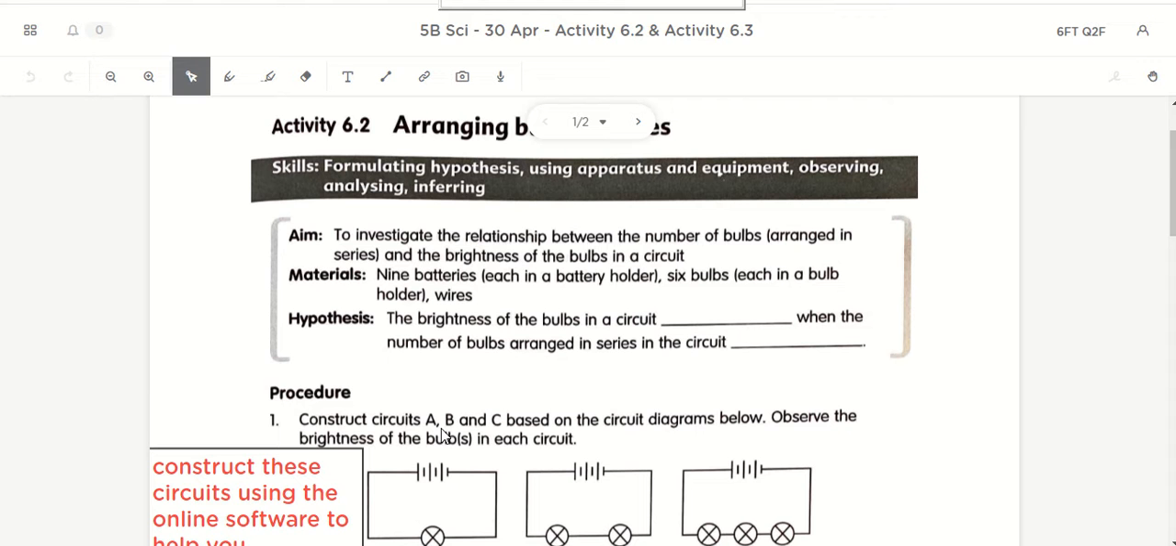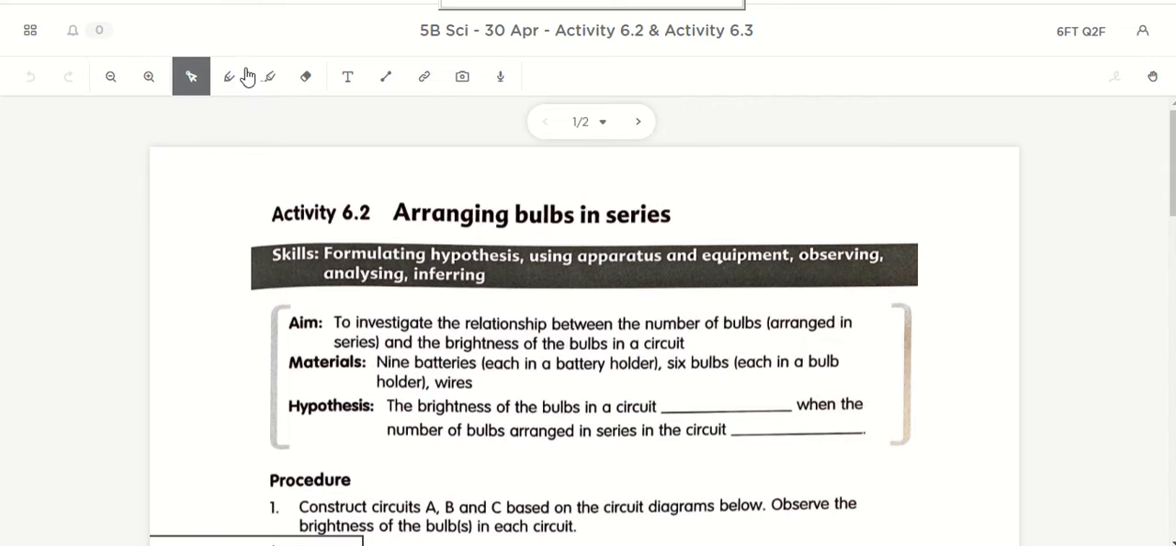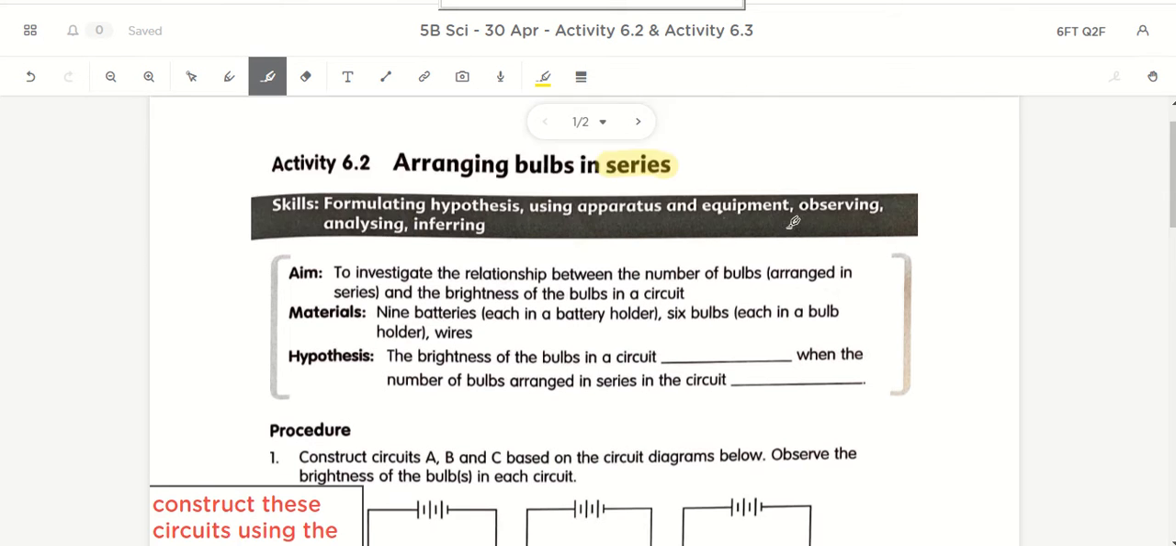So today I will go through the answers with you. I'll show you how it is done using the online software, and I really hope you can take some time during the holiday to try it out so you can really appreciate the differences it makes on the brightness of the bulb. Okay, so we'll do 6.2 first, which is arranging bulbs in series.